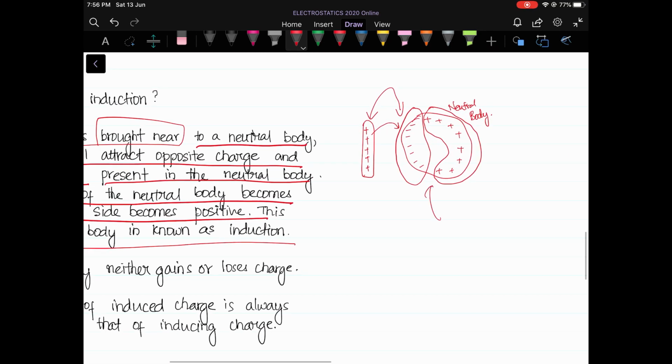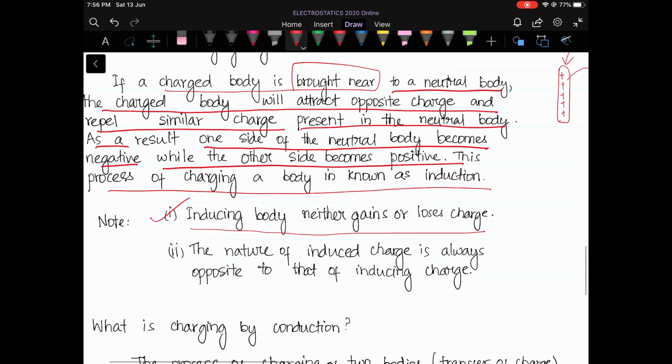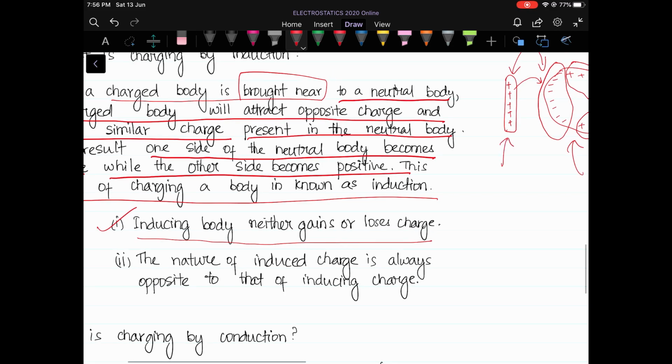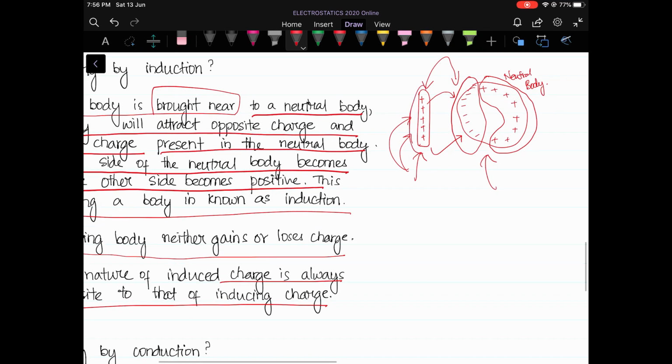Notice this body where induction takes place is not gaining or losing charge, it's just separating the charges. Hence we have written: inducing body neither gains nor loses charge. Even this body here, which was bringing the induction, which was developing the charge in this body, is not gaining or losing charge. The nature of the induced charge is always opposite to that of the inducing charge. That means this inducing body will always develop a charge near to it which will be opposite. This is positive, that's why it is inducing a negative charge in the neutral body.